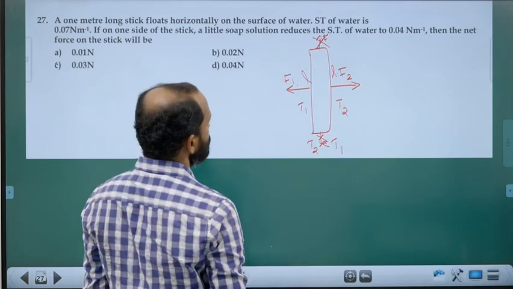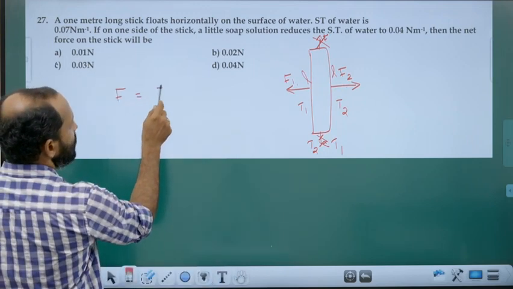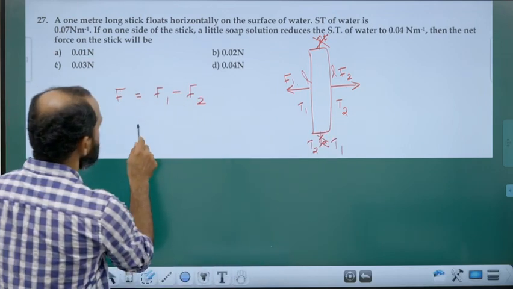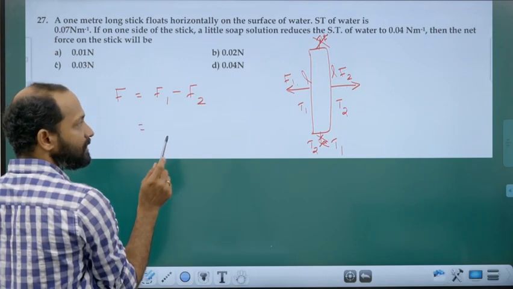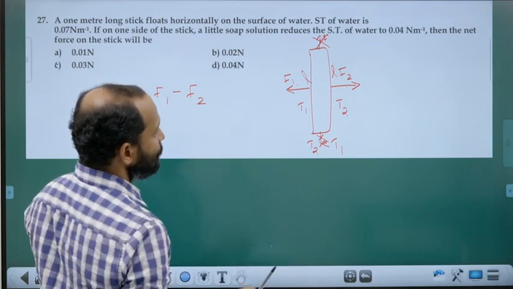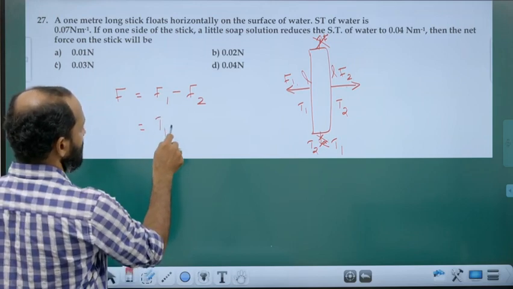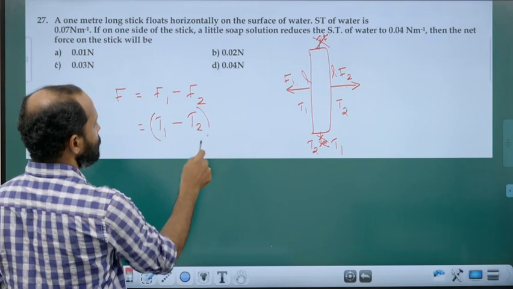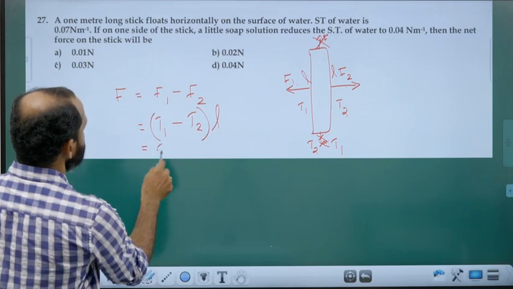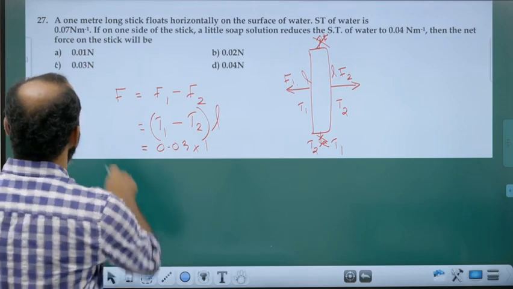It is given. So what is the net force? Net force is equal to F1 minus F2, because T2 is less, so F2 will be less. What is F1? F1 is the surface tension force. What is the formula for surface tension? Force per length. So force equals surface tension into length. Surface tension is T1, into length L. Next one, T2 into length L. So (T1 minus T2) into L would be the correct answer. T1 minus T2 is 0.03, into 1 meter stick. So the answer would be 0.03 Newton.